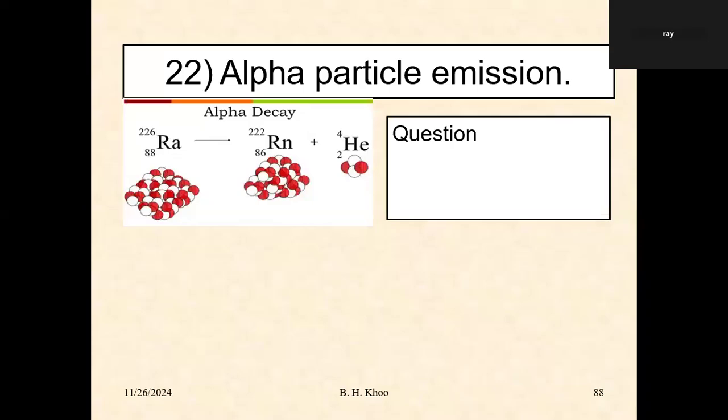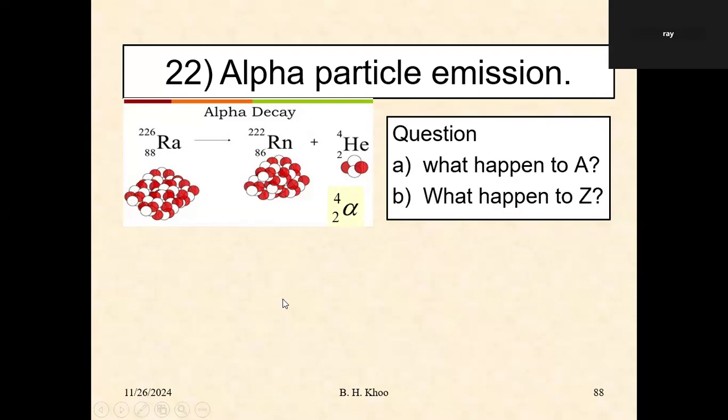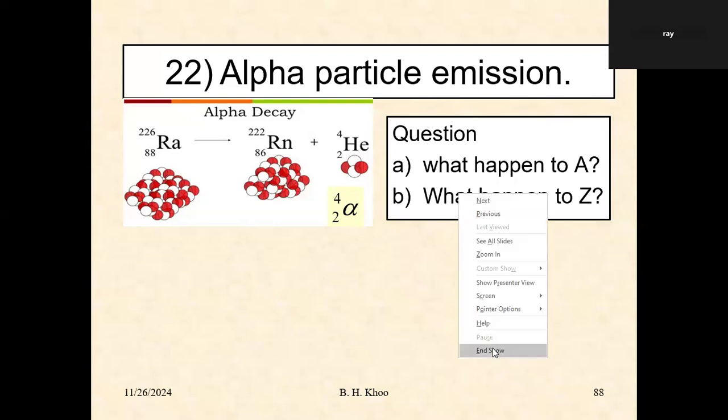Right, let's go to alpha and beta decay. An example of alpha decay is radium changing to radon and an alpha particle. What happened to the A and what happened to the Z? Well, A has reduced by 4, decreased by 4. Z, sorry, decreased by 2.